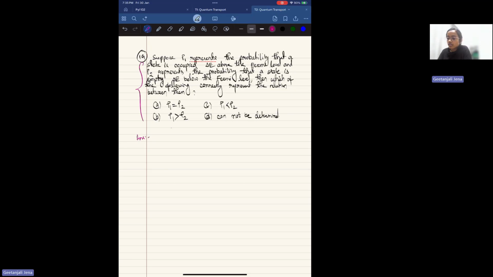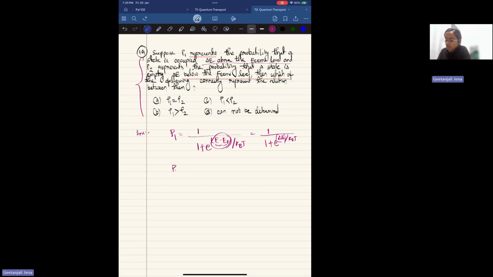So P1 represents the probability that a state will be occupied delta E above the Fermi level. So that means we can write P1 is 1 by 1 plus e to power E minus EF by kBT. And E minus EF, it's given, is delta E. The state is delta E above the Fermi level. That means the difference is delta E. So this will be 1 by 1 plus e to power delta E by kBT.